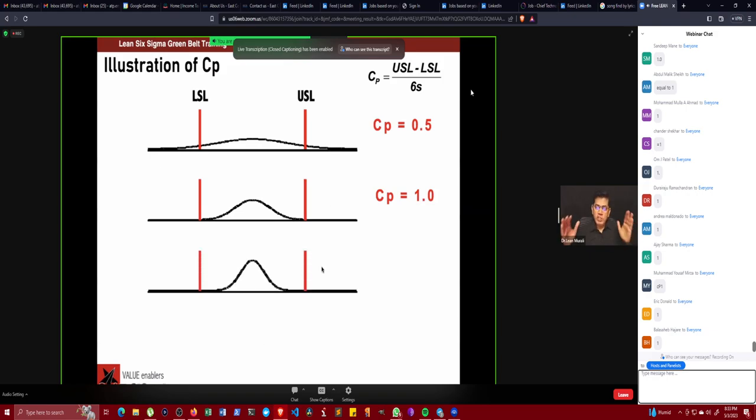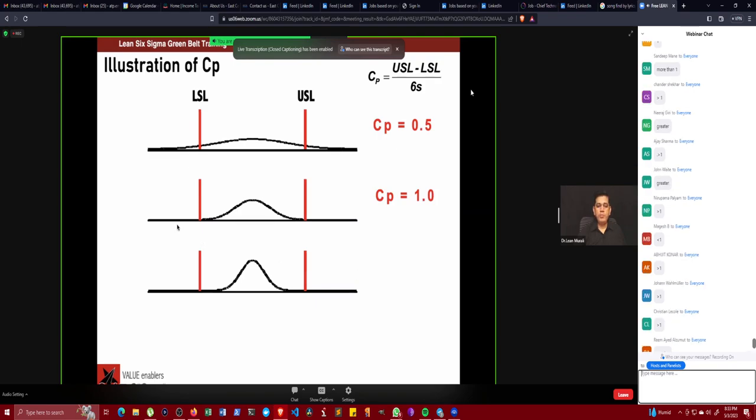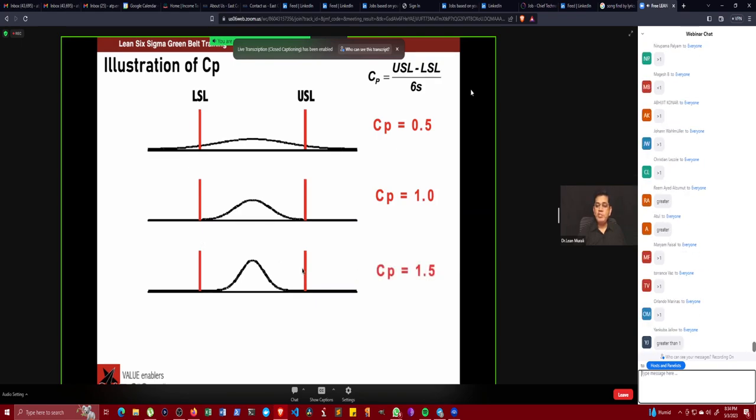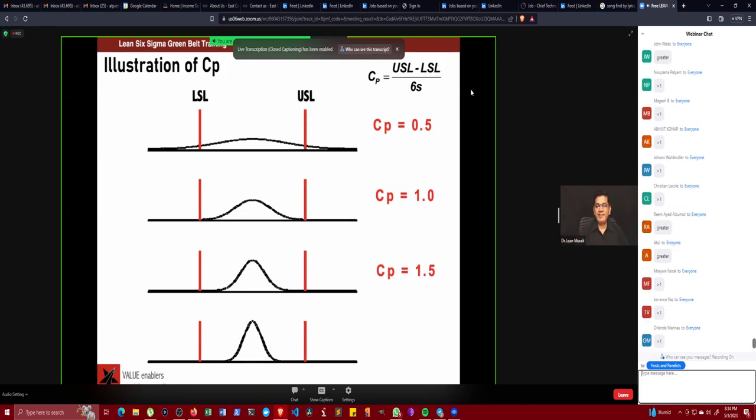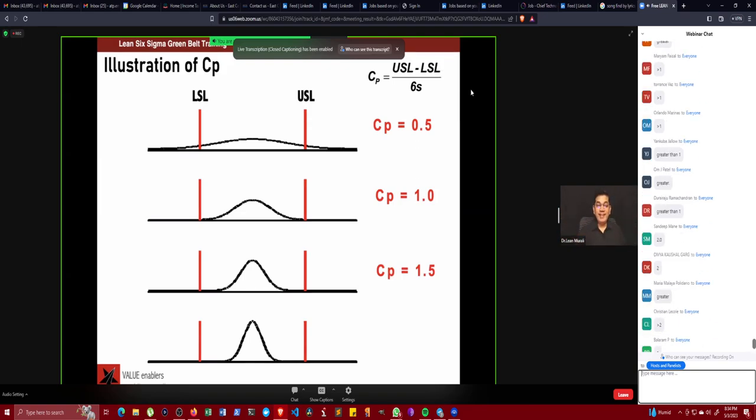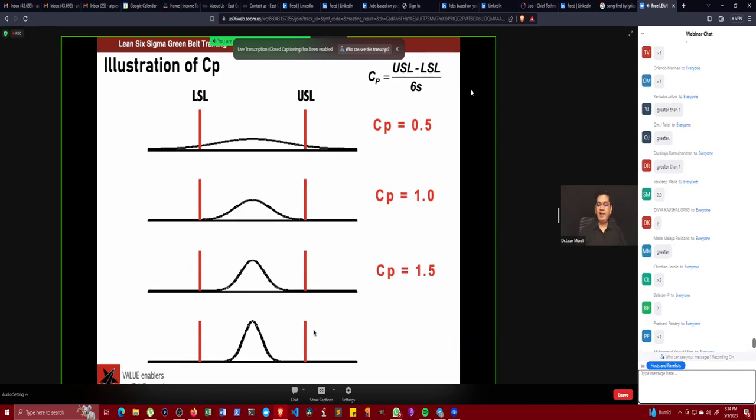Suppose if it is much inside, will it be greater than 1 or less than 1? It will be greater than 1. Fantastic, right? Super. Suppose if it is like this, what will it be? 2. Fantastic. Greater than 2 also. Okay, much better than this.